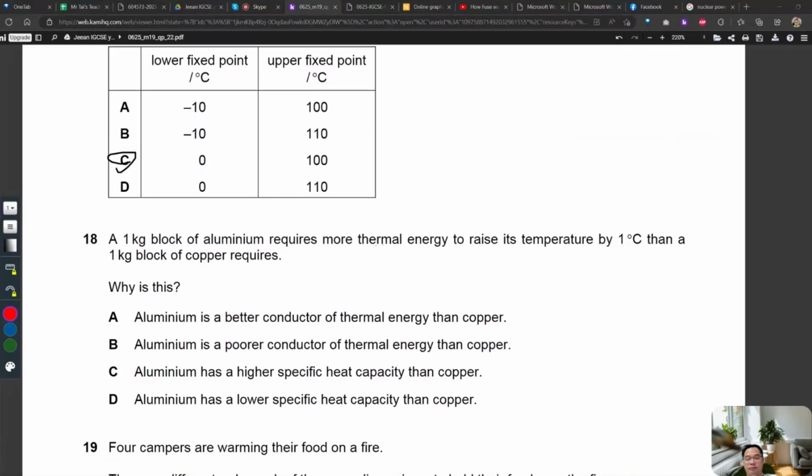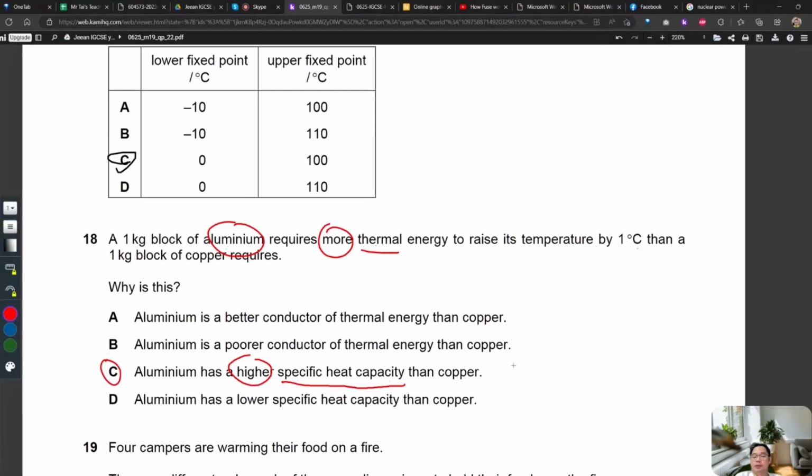B. Is aluminum a poor conductor? No. The answer is that it requires more. Aluminum requires more thermal energy to raise the same temperature by 1 degree. It means it has a higher specific heat capacity. Specific heat capacity, answer C.